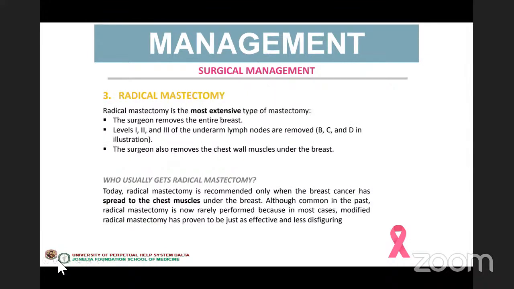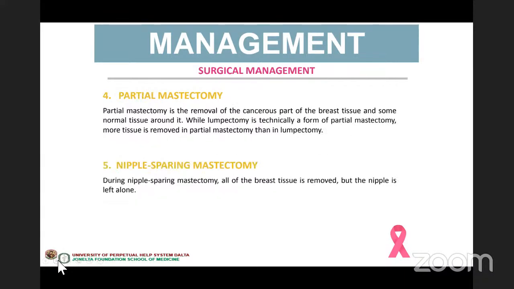And lastly, you have your most extensive, which is your radical mastectomy. You are also removing the chest wall muscles under the breast. So this would be cancer that has already spread to the chest muscles under the breast. Although this was common in the past, now it's rarely performed because MRM has proven to be just as effective and less disfiguring to your patient.